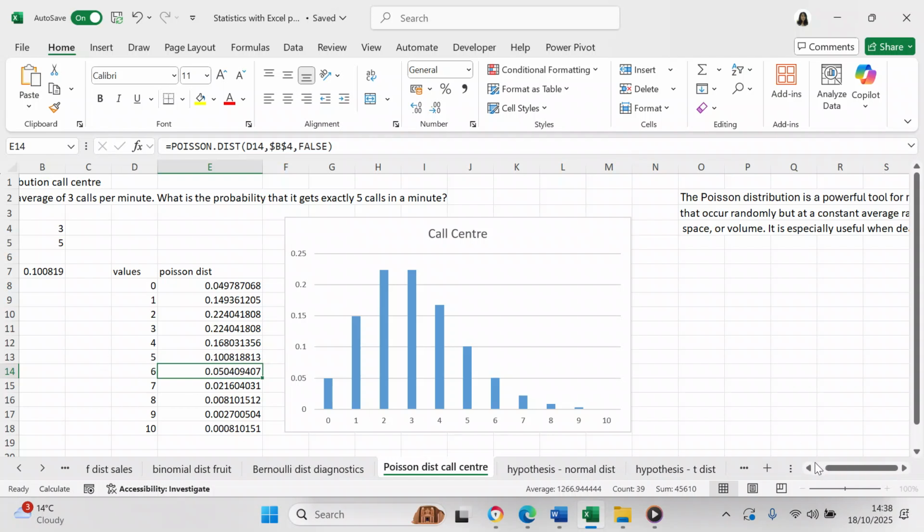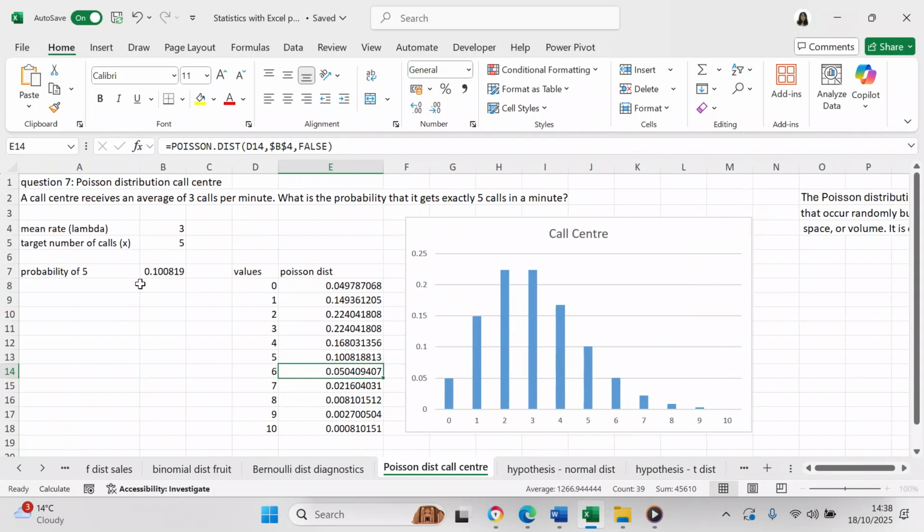And you can see here that when we do the Poisson distribution, the probability of 5 is 0.100819. So that means that the probability of getting 5 calls in a minute is 0.100819.